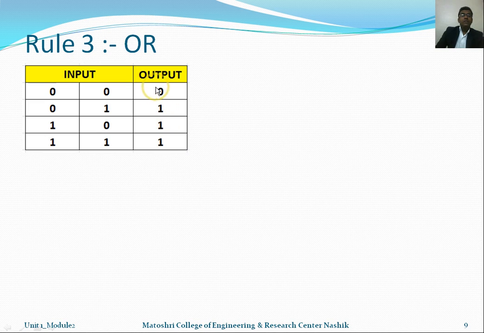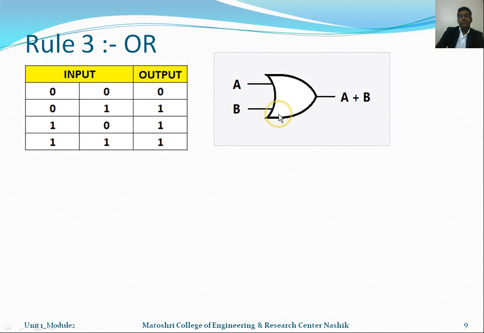Only and only it can generate an output of 0 when both or all the input terminals have input available as 0. So the OR logic gate symbol is like that, and similarly, if we replace B by A, then we get the output as A OR A. That means if we give the input to the same input, we get A OR A.